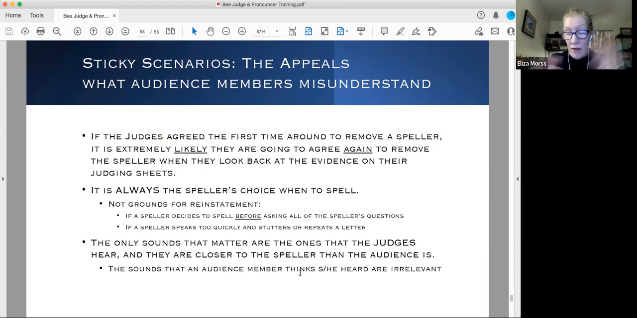And often an audience member will say, well, I heard thus and such. Guess what? In a spelling bee setting, the judges are closer to the speller than the audience is, always. So you have the group of spellers, the judges and pronouncer are facing the spellers, and behind the judges and pronouncer is the audience. They are at a significant distance from the spellers. So actually the sounds an audience member thinks she or he heard are absolutely irrelevant. It only matters what the judges heard.